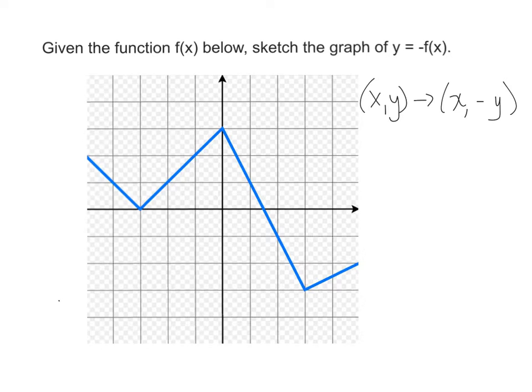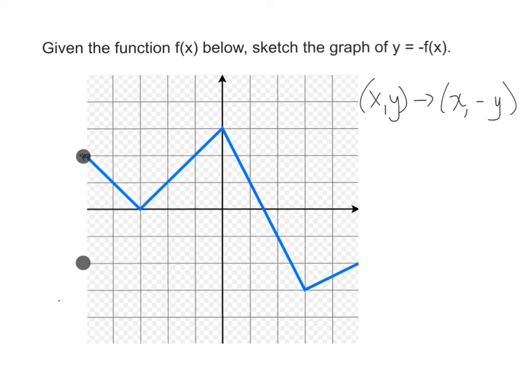So for all of the points on here, if we look at this point, that's at -5 and 2, right there. Where's that one going to transform to? Right now it's at -5 and 2. It's going to be at -5 and, because x stays the same, -2. So right there is where it changes to.